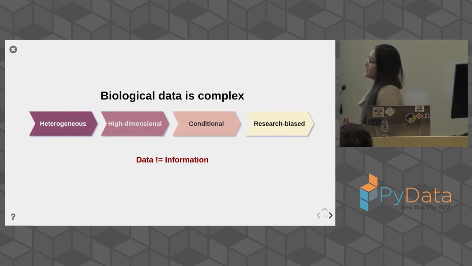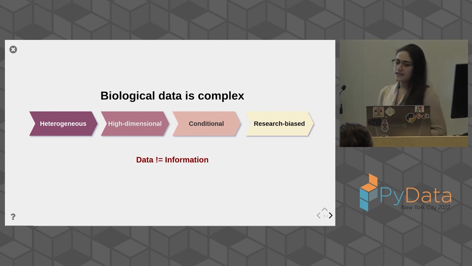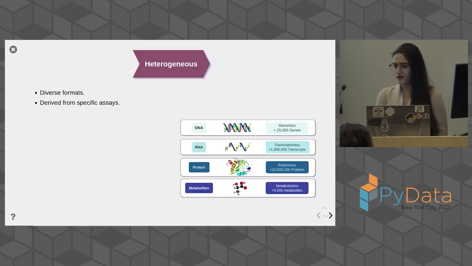On top of that, the complex nature of biological data, I would like to highlight four main points that make biological data very complex. These points are heterogeneous, high-dimensional, conditional, and research bias. And what do I mean with that?